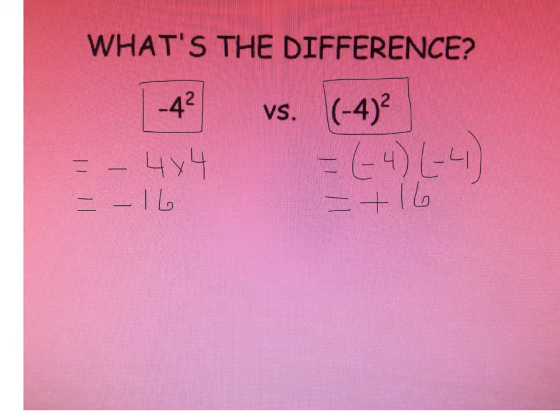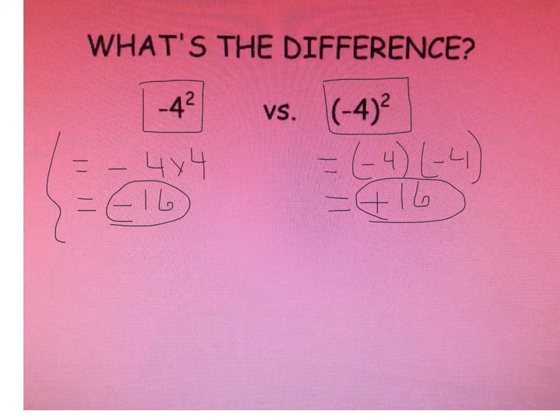And so in both cases, I have different answers. The first question gave me an answer of negative 16, and the second question gave me an answer of positive 16, which are two very different values. And so we can see that BEDMAS makes quite a difference to our final result, even when the question is quite simple, such as just squaring one number.